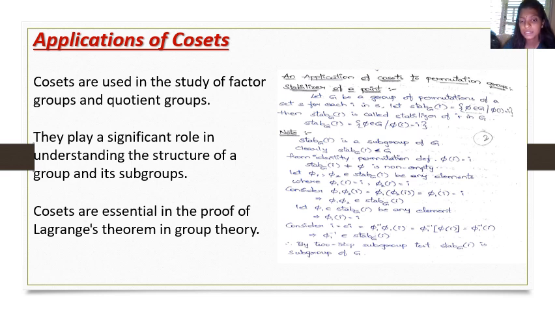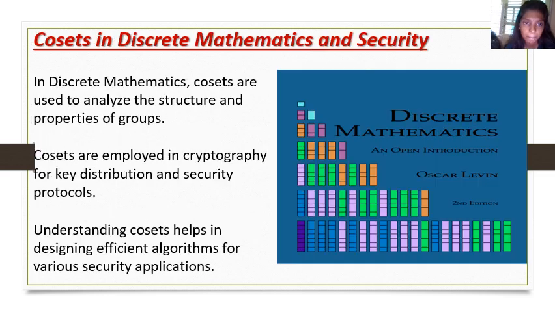Let theta 1, theta 2 in Stab_G(i) be any elements, where theta 1(i) equals i and theta 2(i) equals i. Consider theta 1 theta 2(i), which equals theta 1 of theta 2(i), which equals theta 1(i). So this is all about an application of cosets to permutations, the stabilizer of a point. This is the application of a coset.